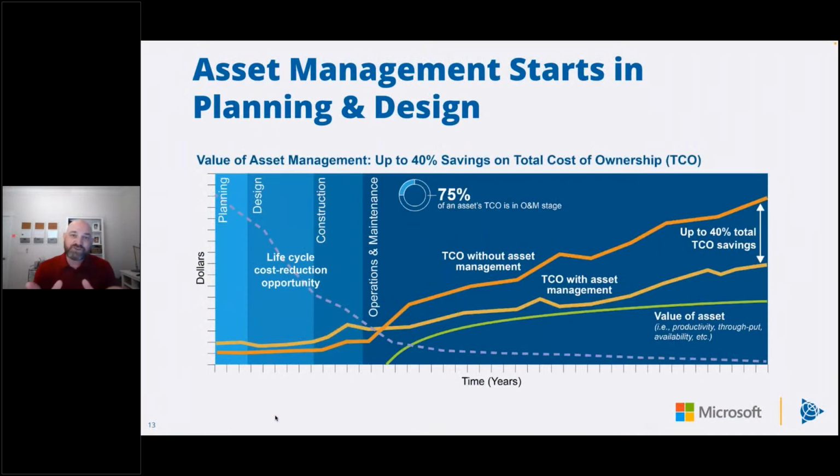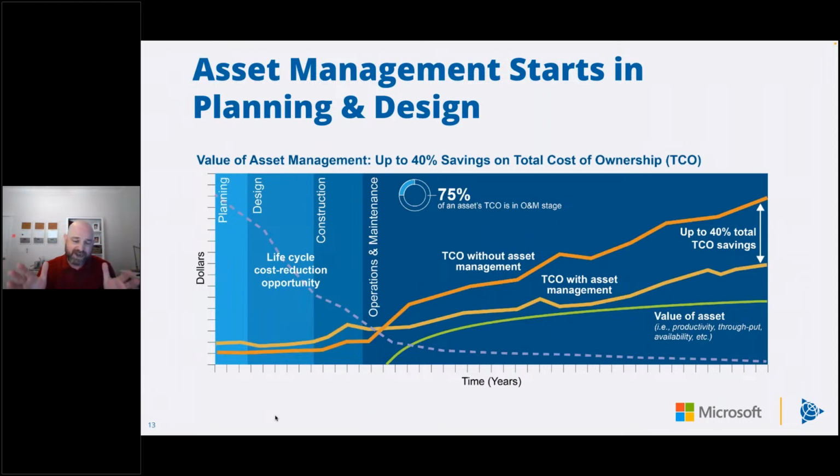All right, so I love showing this graphic anytime I'm talking about asset lifecycle management. If you've heard me speak before, if you've been on my LinkedIn or looked at any of my articles, I repeat the phrase asset management starts in planning and design over and over and over again. And I'm a firm believer of that.